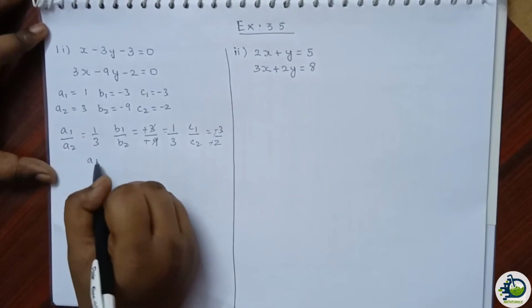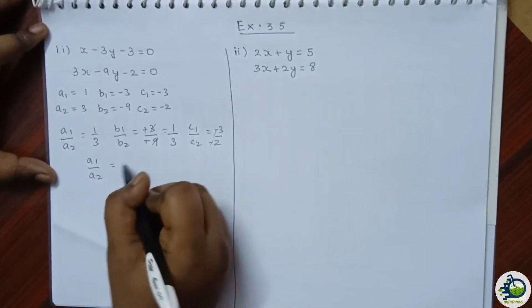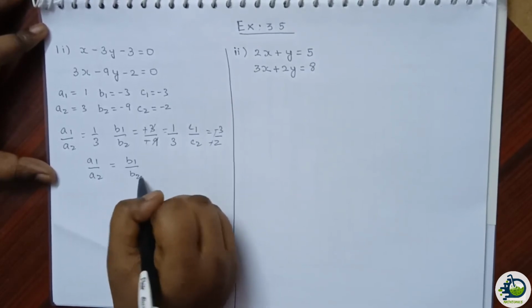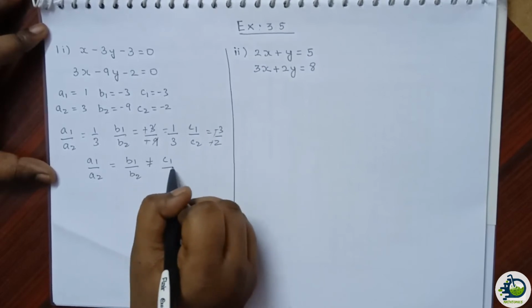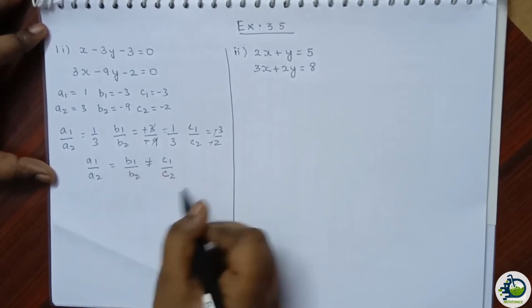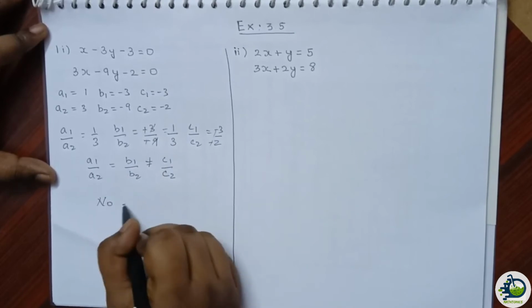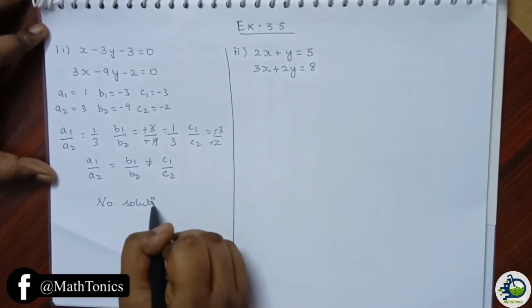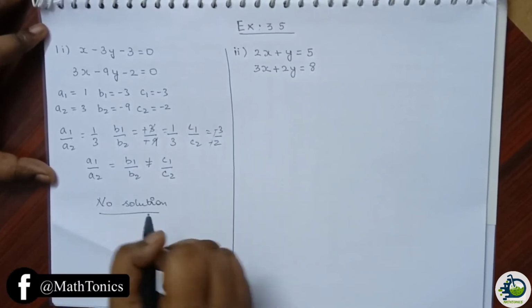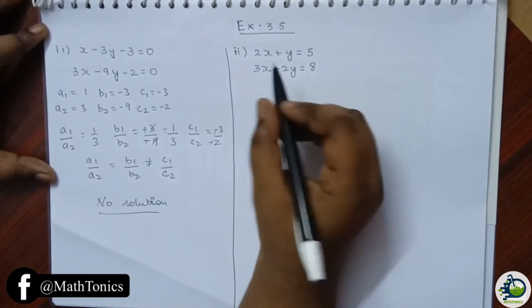Here you can see that a1 by a2 is equal to b1 by b2 but is not equal to c1 by c2. So this equation has no solution. Therefore we cannot apply the cross multiplication method. Let's move on to the next question.